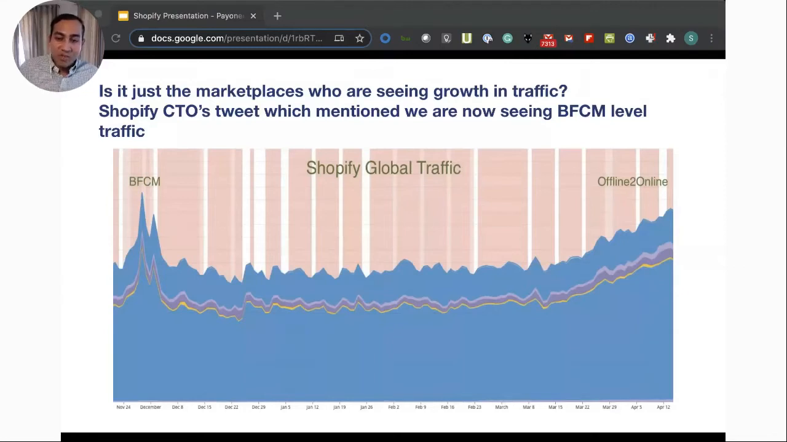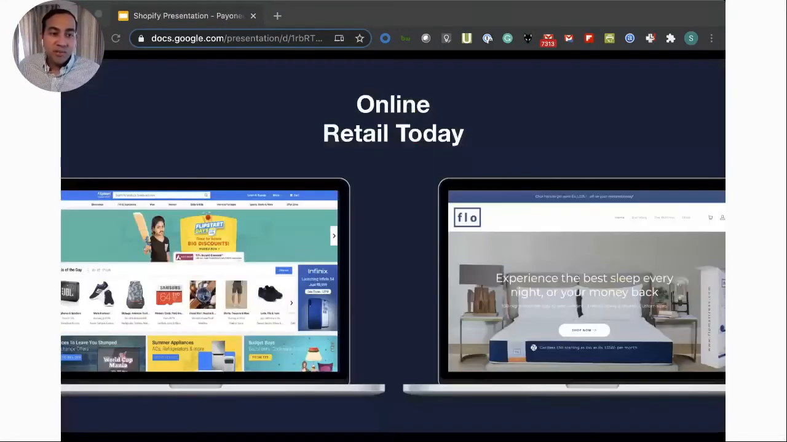So it's not just marketplaces where people are looking to set up their store. They're looking to go direct to consumer, and I think that's the future. So just to talk a little bit about online retail today, and the options that are in front of you as a merchant. There are really two distinct retail movements at play. There is the direct to consumer route, and then there is the marketplace route.